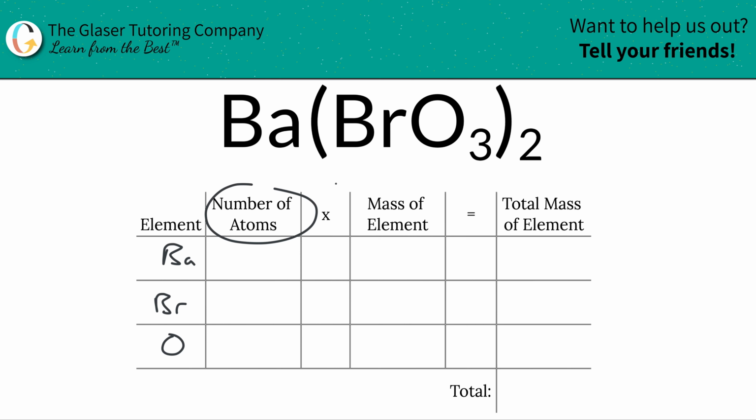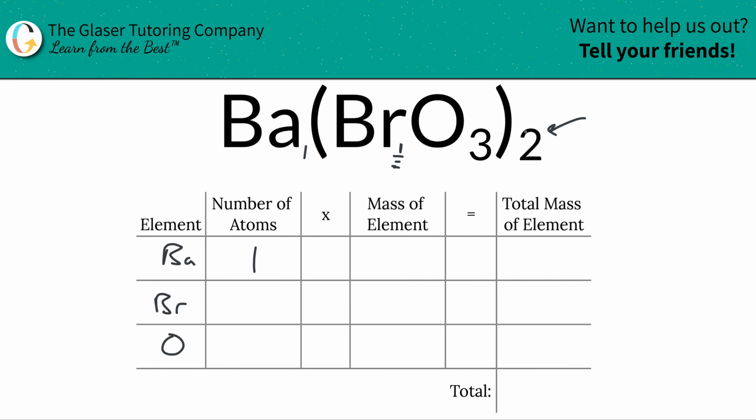Next, I'm going to write down the number of atoms of each. At the bottom of barium, there is an invisible 1, so that means there's 1 barium in barium bromate. Then the bromine: this is bromate, so inside of every single bromate there is 1 bromine, but you have 2 bromates. So in total, you would have 2 bromines.